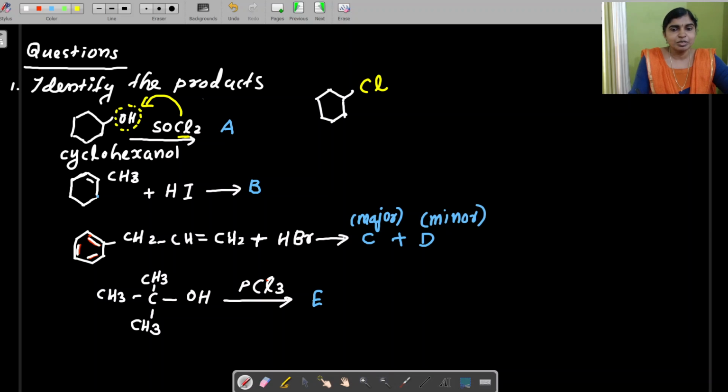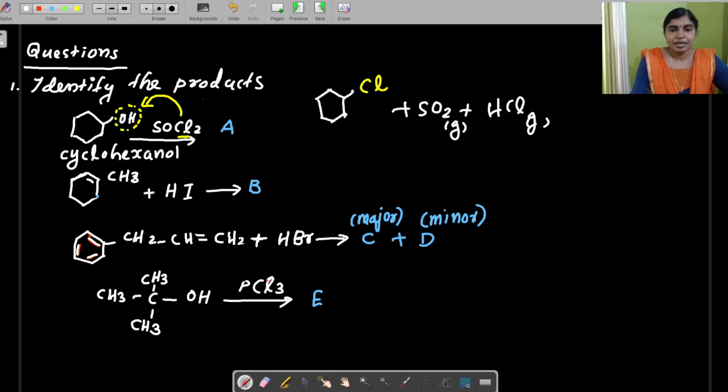And what is the byproduct obtained? First of all, what is the byproduct? With the sulfur, with the thionyl chloride. This SOCl2 is thionyl chloride. With this, what are the byproducts? The one byproduct is SO2, and the other one is HCl. Both are gases. This is gas and this is gas. They can be easily eliminated.